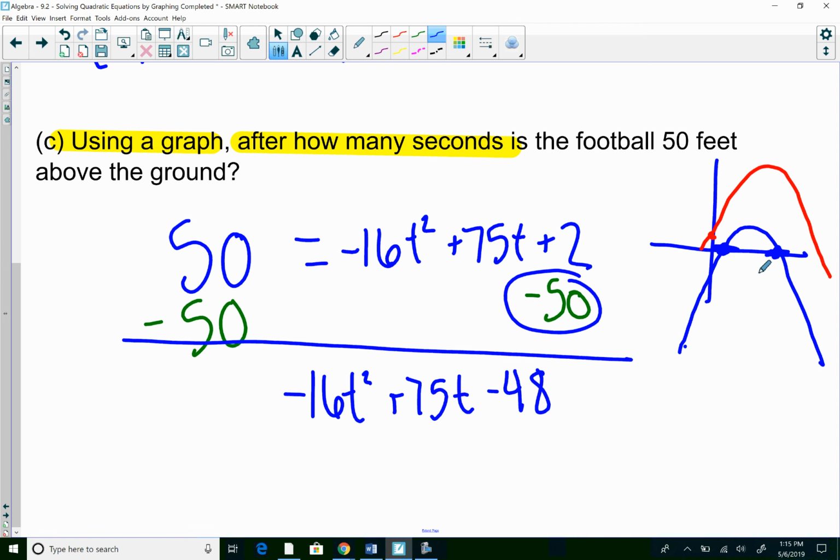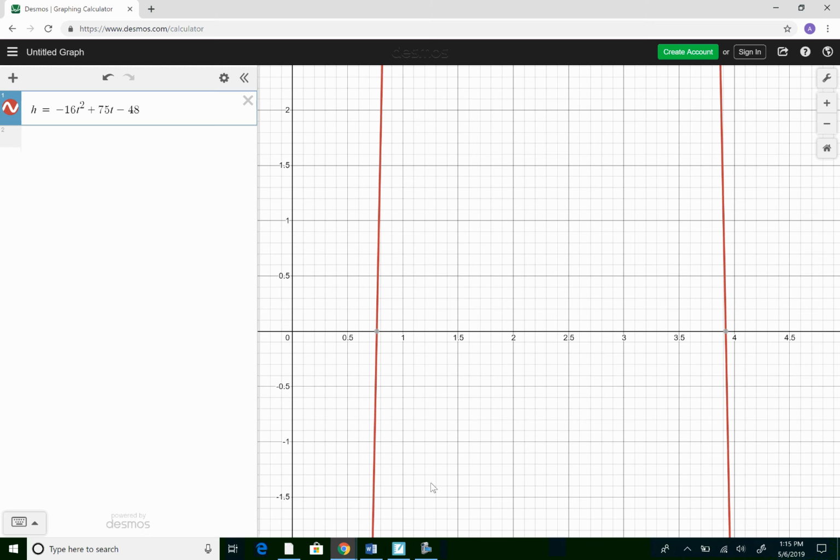Just because this is a really, really hard example, you can't take a factor of 16 out, and to do the AC split, those numbers are going to be super, super big. So I'm taking a different route, and I went through and did Desmos. I plugged in h equals negative 16t squared plus 75t minus 48. Again, you're just figuring out where these are crossing. Here I'm at about 0.765, and here I'm at about 3.9.